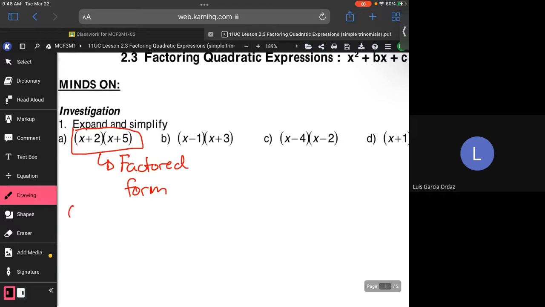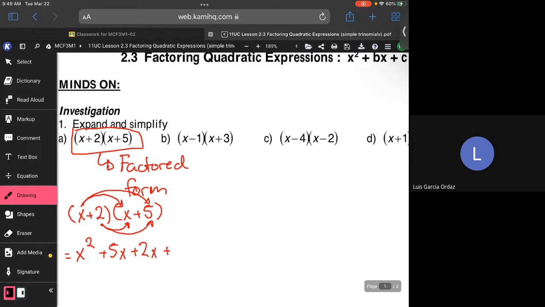So I have x plus 2 times x plus 5. And we remember that with FOILing, we take the first term and multiply by all the terms in the second bracket, and we take our second term and multiply by all the terms in the second bracket. So what does x times x give me, Jade? X squared. X times 5 is 5x. 2 times x is 2x, plus 10.